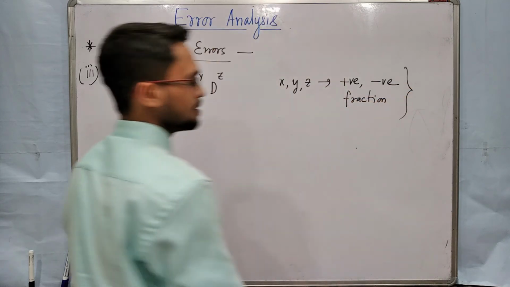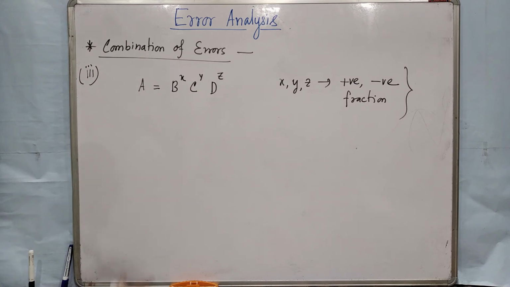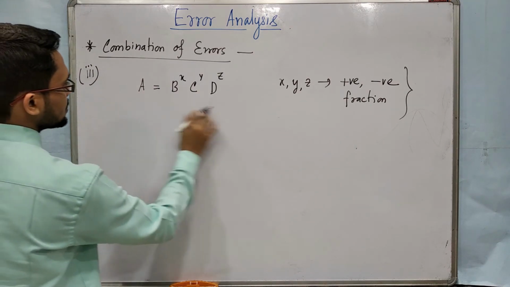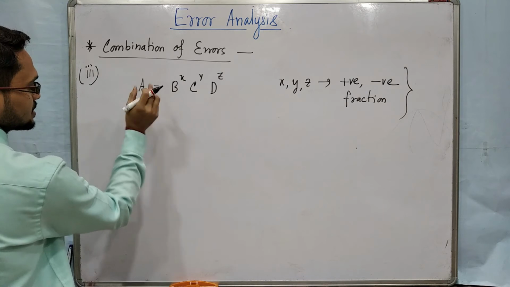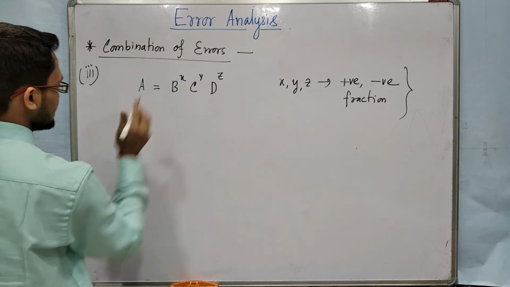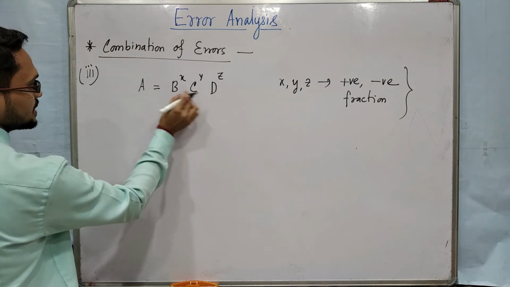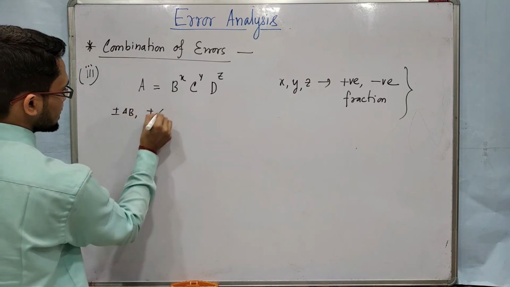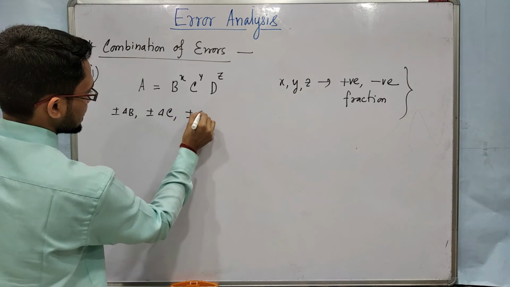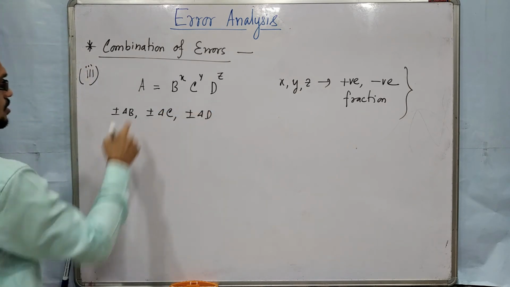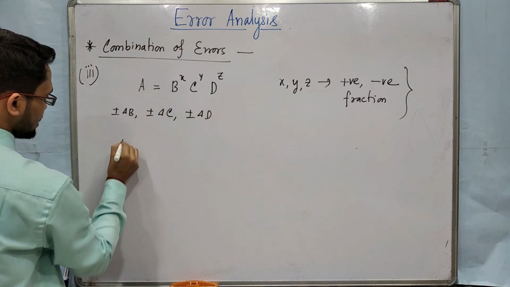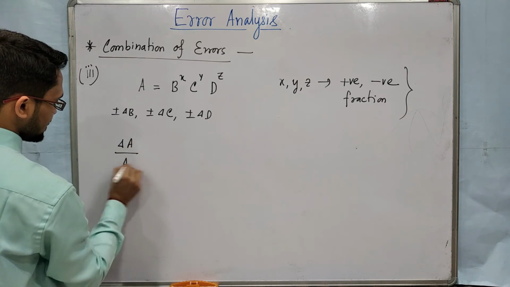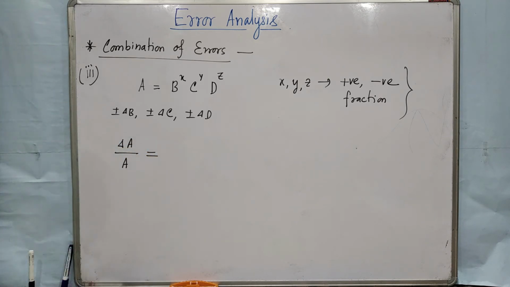Okay, so whenever you calculate the error of A, suppose you know the errors of B, C, D, and the limiting errors in B, C, D are plus minus delta B, plus minus delta C, and plus minus delta D. Then what will be the error in A? So here we will again get delta A by A.